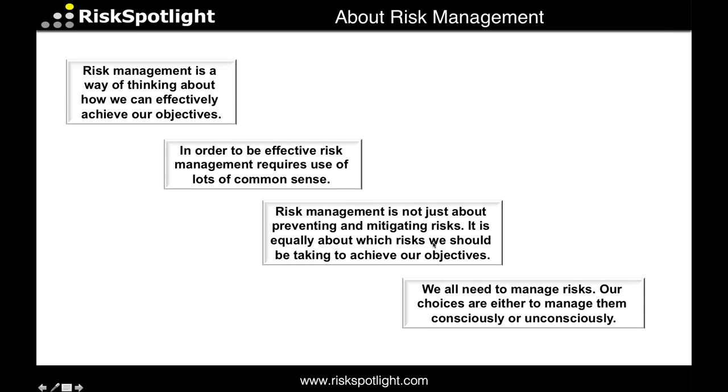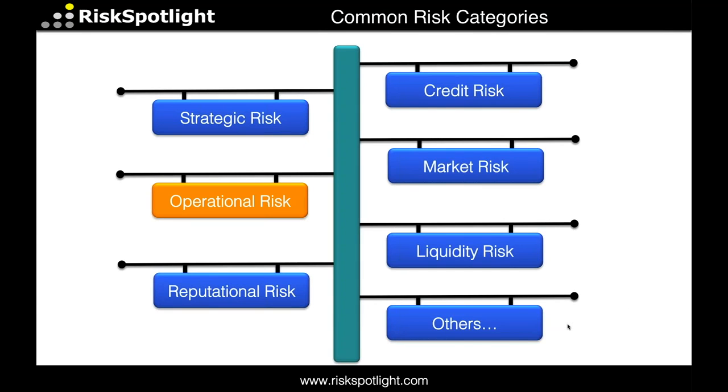And then we talked about that it's not just about preventing and mitigating. We also want to focus on the uncertainties which could have positive consequences on our objective. And we are all managing risk, because all those uncertainties are happening around us. So our only choice is, are we managing them consciously, or are we managing them unconsciously? Do we just react when things happen, or are we being more proactive in terms of identifying what those uncertainties are, and making sure that we try to minimize as many of the negative surprises as possible, and maximize as many of the positive surprises as possible?